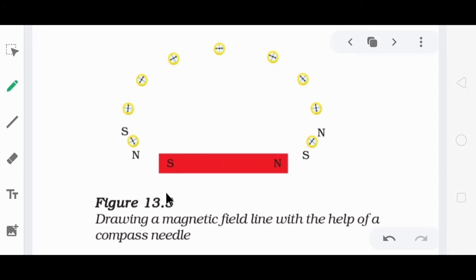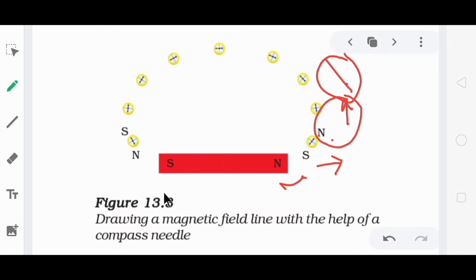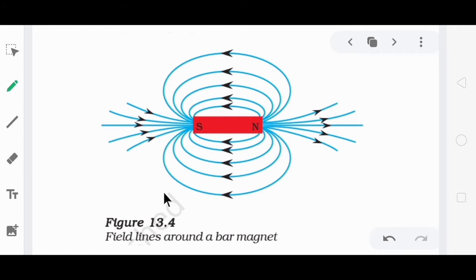So students, when we bring a compass near the north pole of the magnet, the needle of the compass will show the north direction here, and when you put the compass here, the needle shows the point this time here. Again you put the compass here, the needle is deflected here, and follow this arrow. The construction of the magnetic field line will be completed, and eventually you will get a diagram like this.